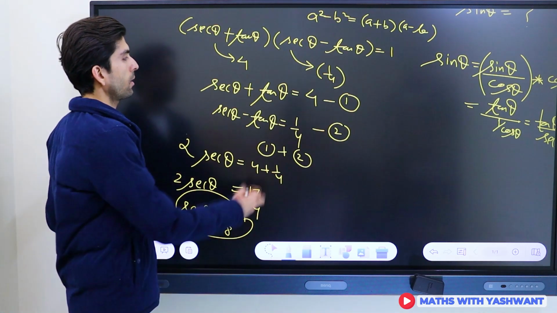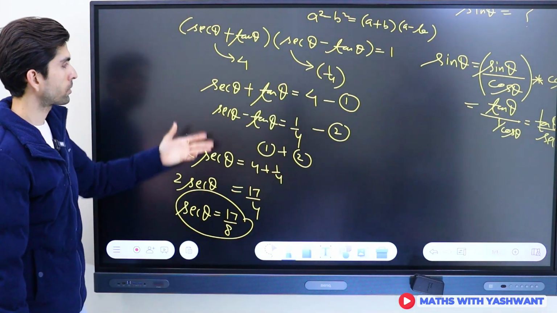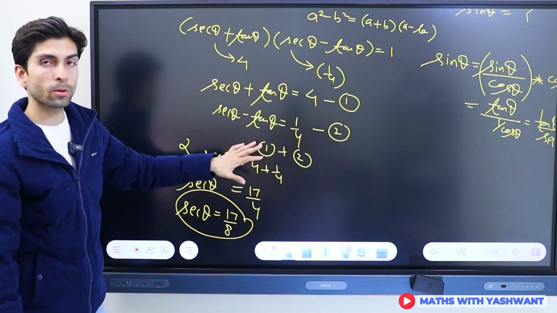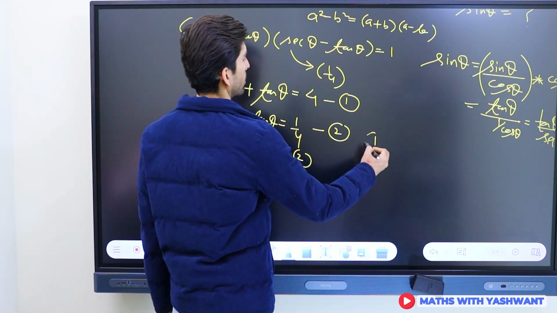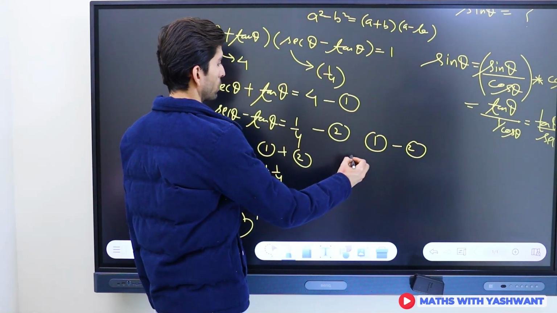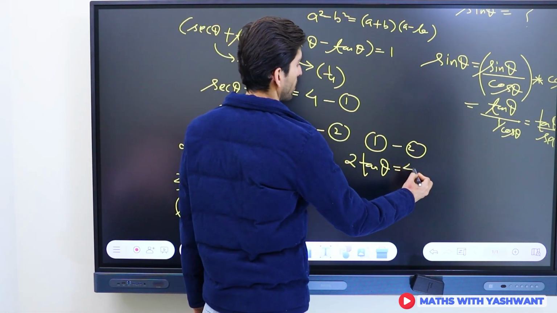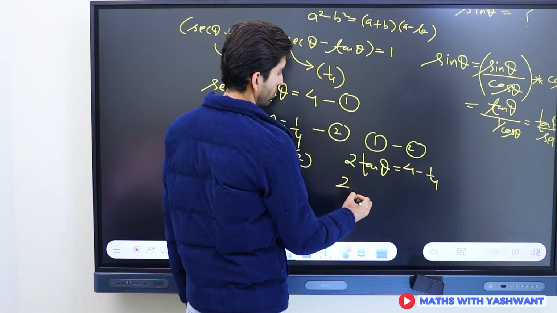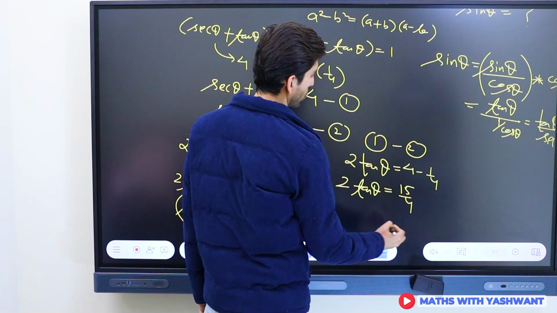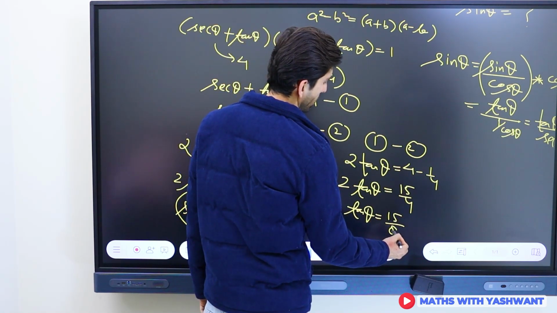Now for tan theta, we can subtract the two equalities, or we can put the value of sec theta in any one of the equalities, but I'll prefer subtracting. If I subtract 1 minus 2, we have 2 tan theta on the left hand side, and on the right hand side we have 4 minus 1 by 4. So we get 2 tan theta is equal to 15 upon 4, which gives us tan theta is equal to 15 upon 8.